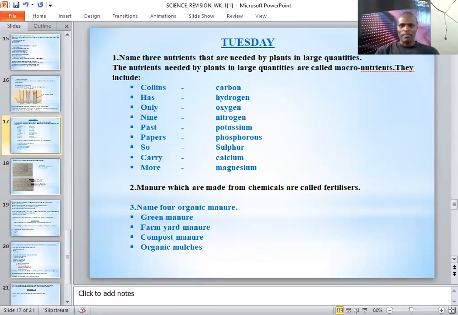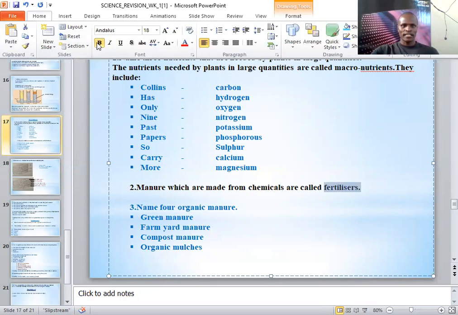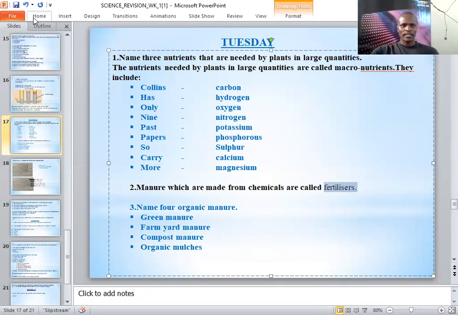Manure which is made from chemicals is called? We call them fertilizers, of course. The ones that are made using chemicals, we said we can call them fertilizers. We can call them inorganic manure. We can also call them artificial manure. All those names are acceptable, but I expect you to write fertilizers as the answer there. So that was the answer for that. Let's look at the next one.